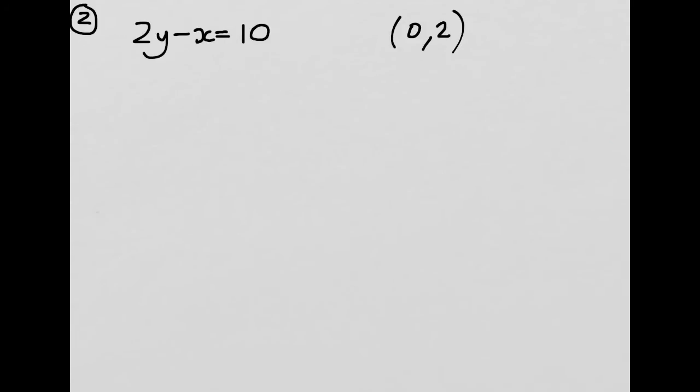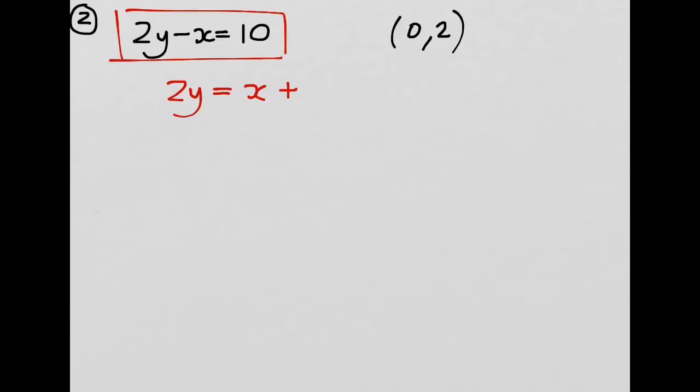For question 2, write down the equation of lines through the point which are parallel and perpendicular to this line. So again, we've got a line here. Do we know what its gradient is? Answer is no. But if I do a little rearranging, so if I take the negative x over and it becomes positive x, beside the positive 10, and then if I divide by 2, I get y equals a half x add 5. Now I can tell by looking here that the gradient is actually equal to a half.